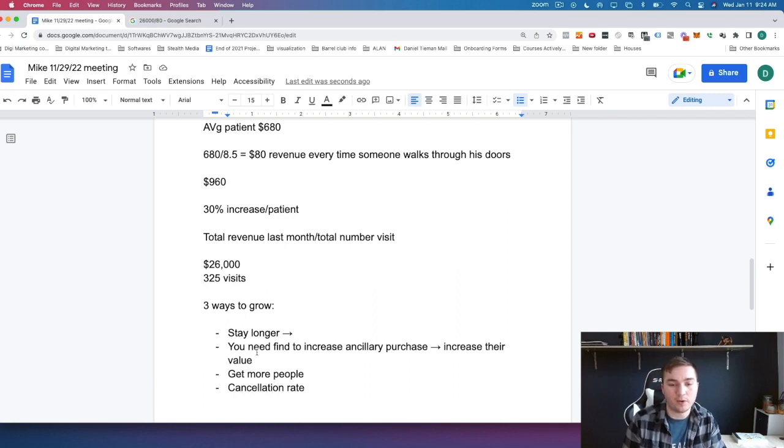Three, you can get more people, or you can lower the cancellation rate, which is just lowering the amount of people who churn out of the business, right? So lowering the cancellation rate too as well.